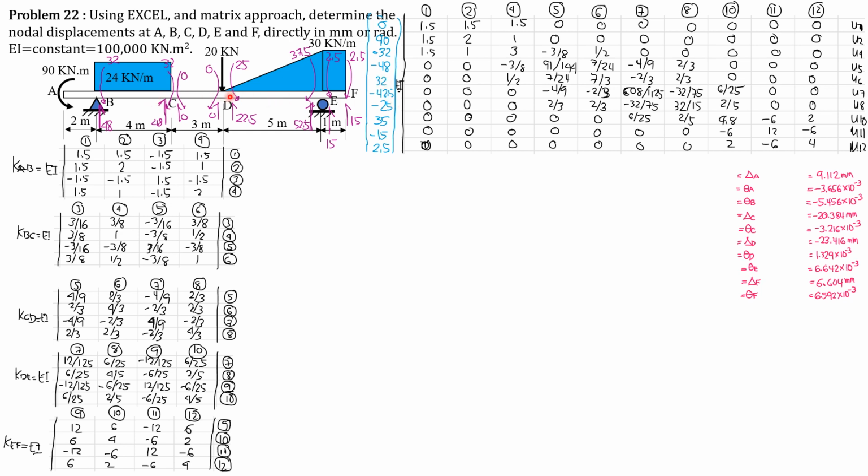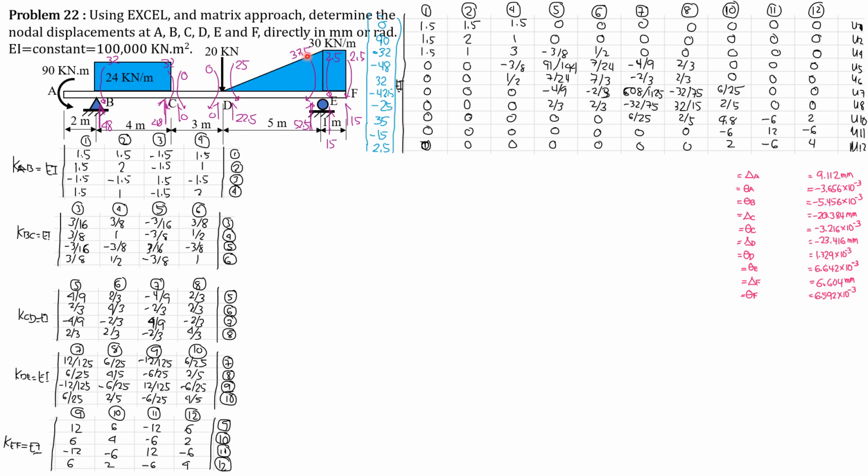Then at D, we have 22.5 upward. Opposite of that is 22.5 downward. 22.5 downward plus 20, because there is already a load of 20, that makes it negative 42.5. Then for the moment, it is opposite of 25, so negative 25 or 25 clockwise.